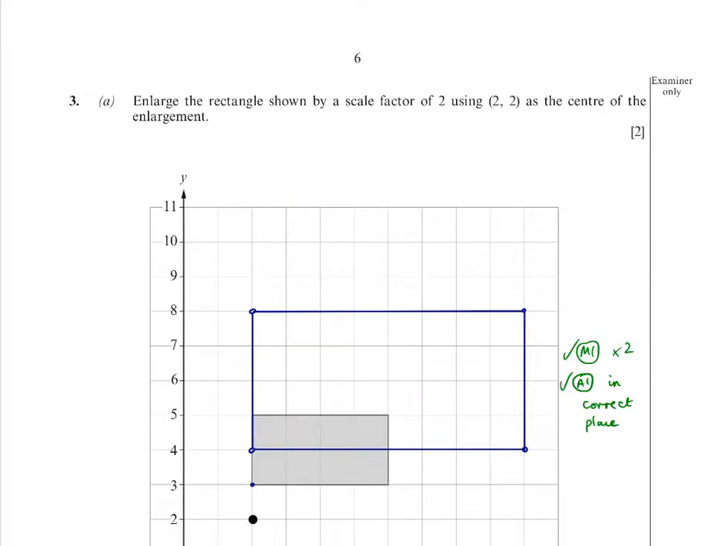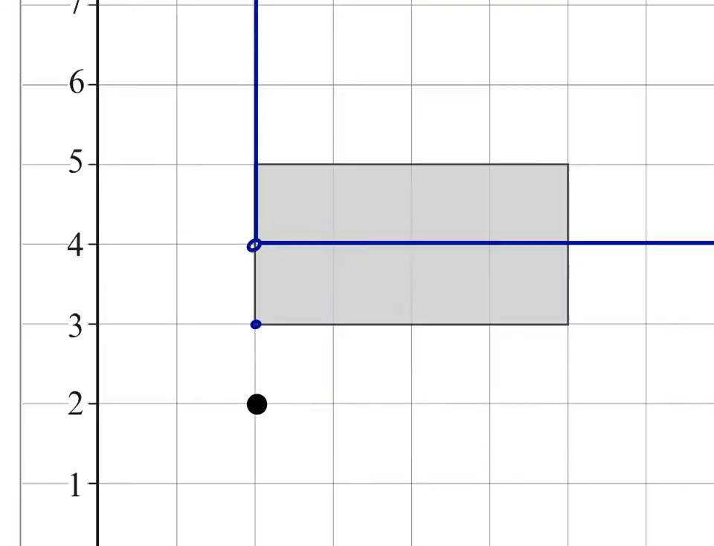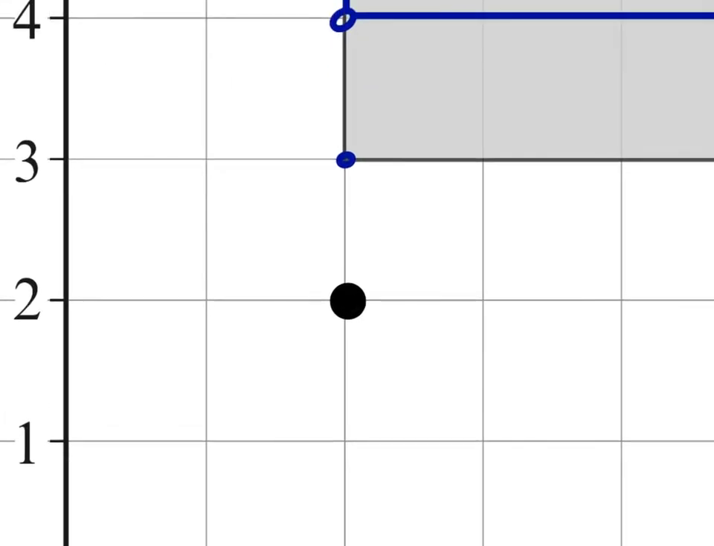Okay, so the important point you had to go and plot yourself was 2, 2. And scale factor 2 means getting 2 times as big. Okay? So go and plot that point 2, 2 first of all. That's all I'm doing to begin with. Now what I always do is go and pick the nearest point to the centre of enlargement. So it's literally that one there.